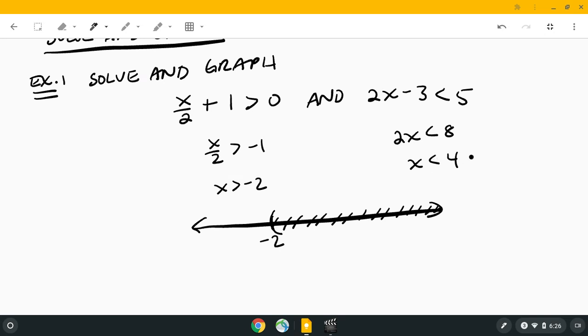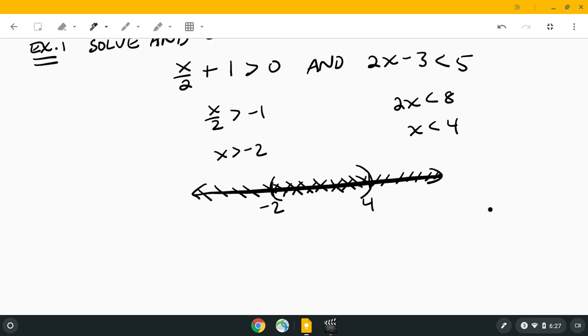And then now let me do this one. X is less than 4. So I'm going to put 4 over here. Strict inequality, so parentheses over here, and less than. So then I am going this side. And here I can see where they have common solutions, right in here.